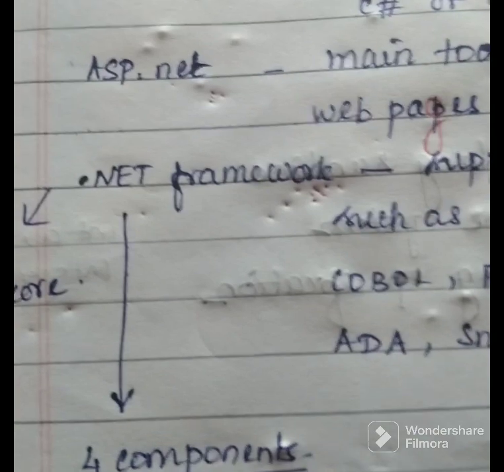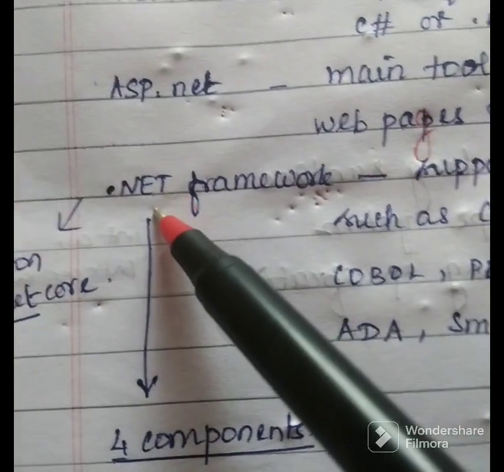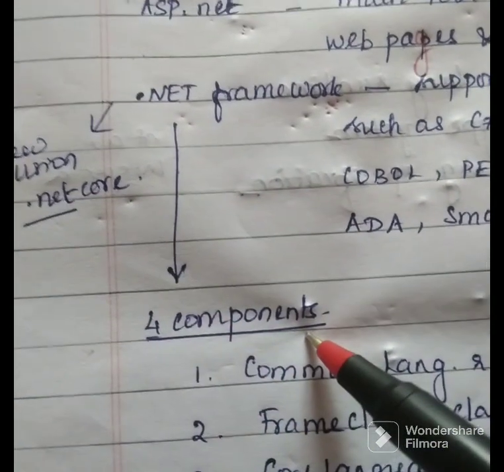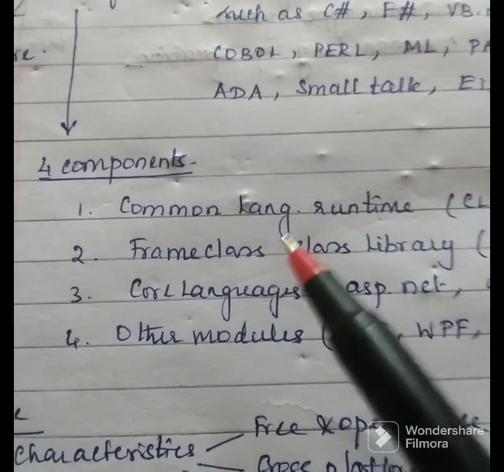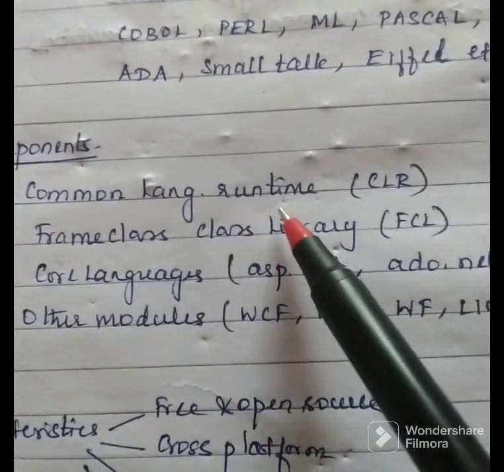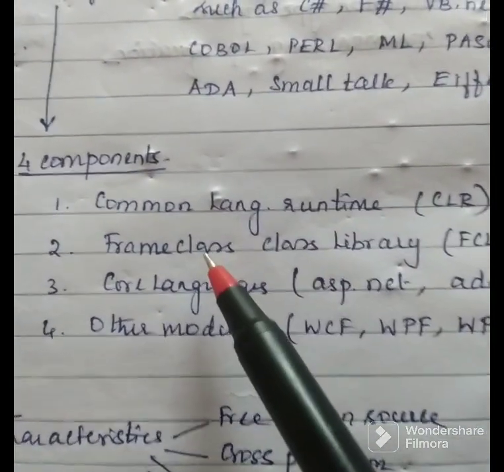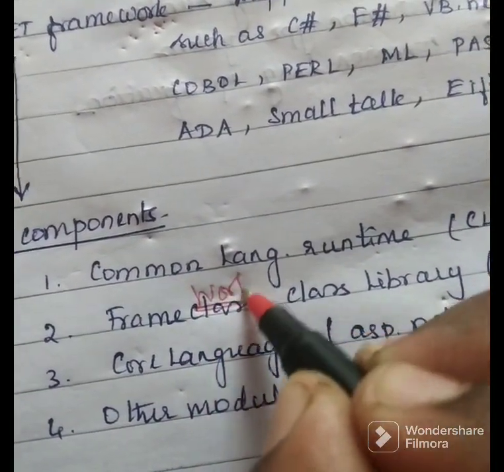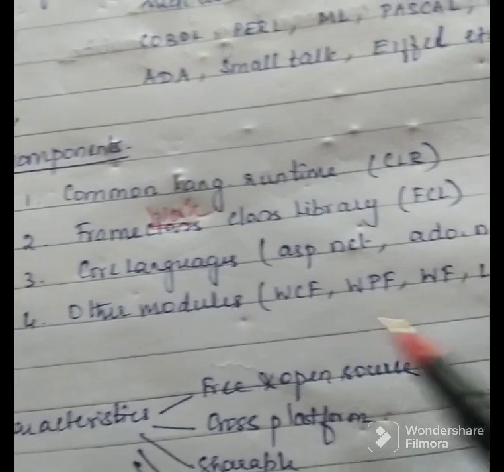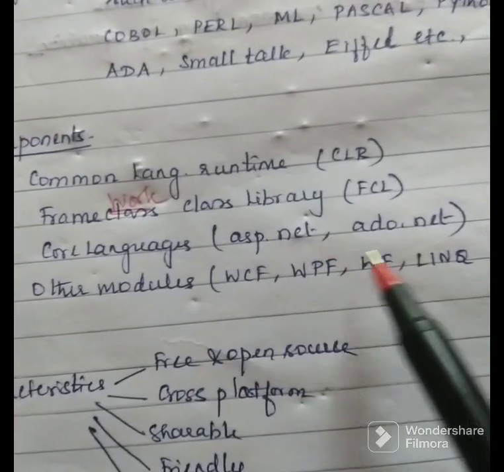Now we will see the components of the .NET framework. Usually there are 4 components in the .NET framework. They are Common Language Runtime (CLR), Framework Class Library, Core Languages and other modules.